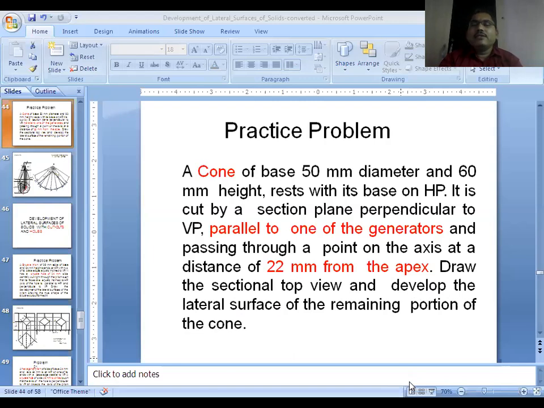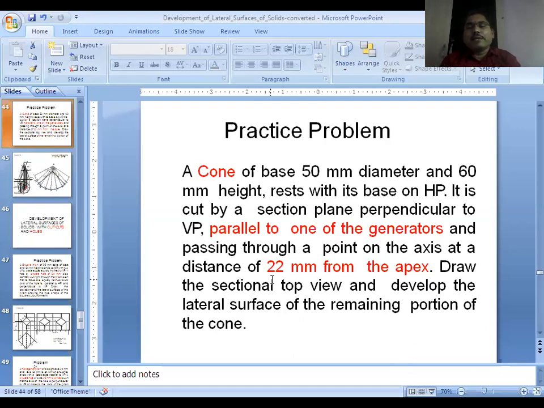So again, you read this statement clearly. Here, what is given? Which solid is given? Cone having base 50 mm diameter and height 60 mm. How is it resting? It is resting on its base. So about the solid, you have understood the information.